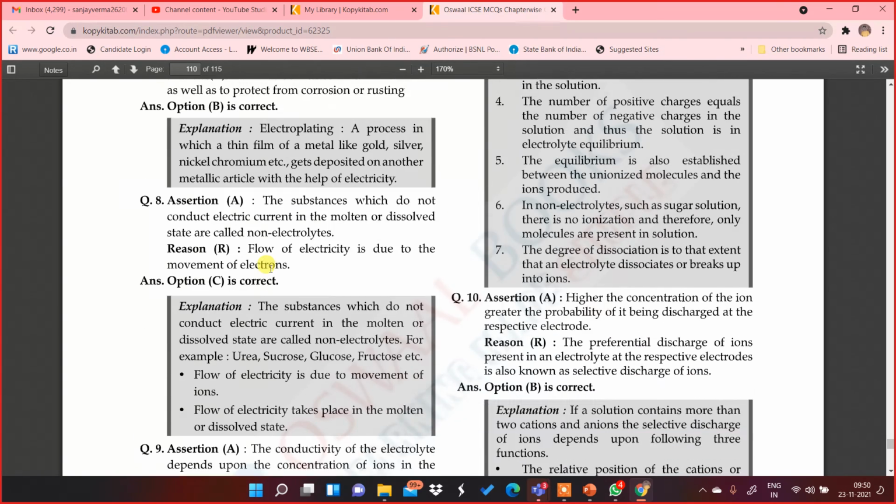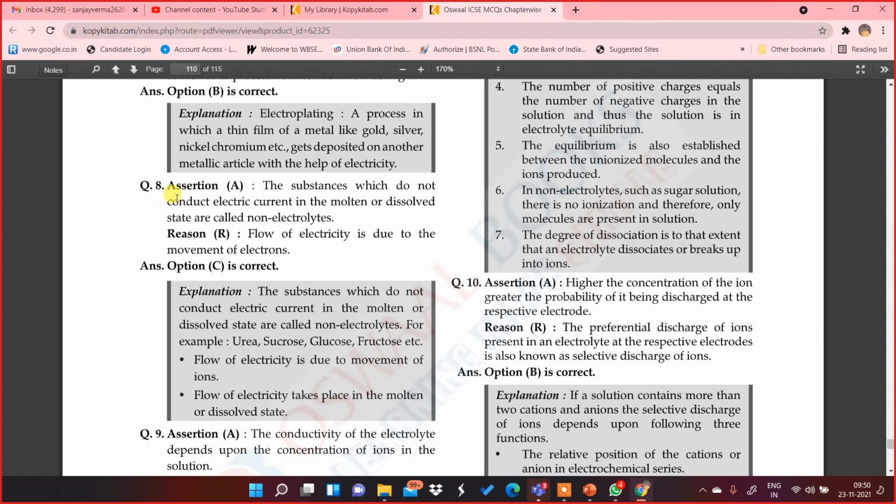Then question number 8. Assertion A: The substances which do not conduct electric current in the molten or dissolved state are called non-electrolytes. Reason: flow of current is due to the movement of electrons. Option C they have given as correct.